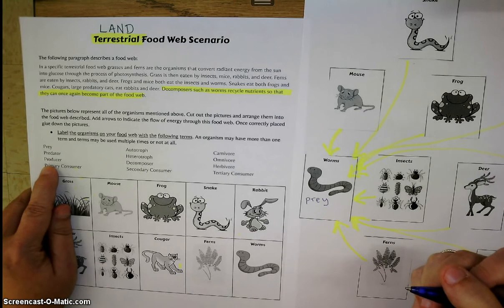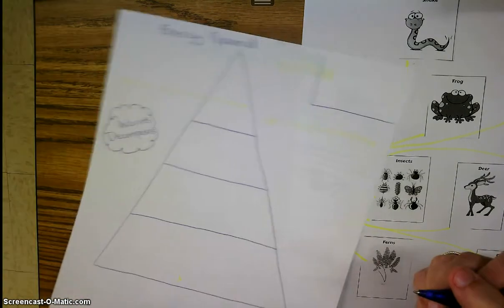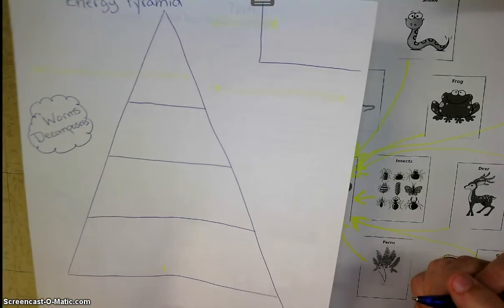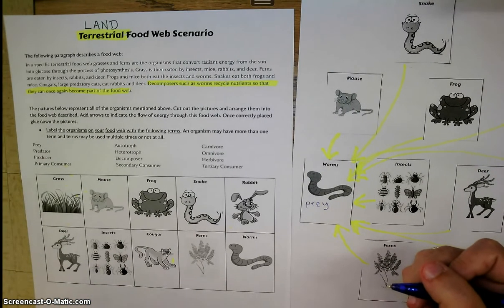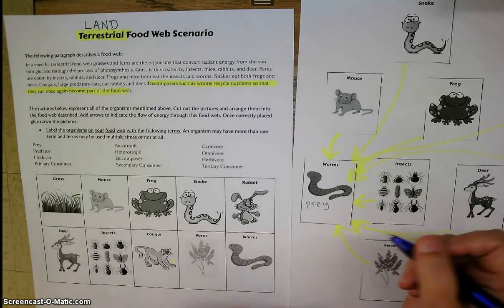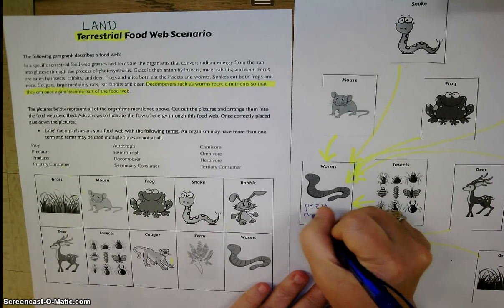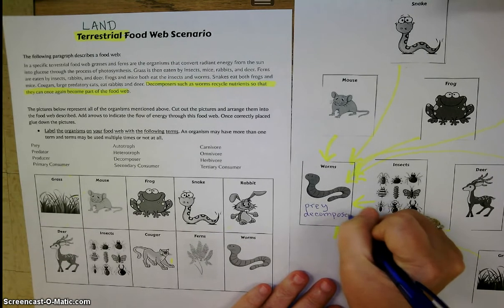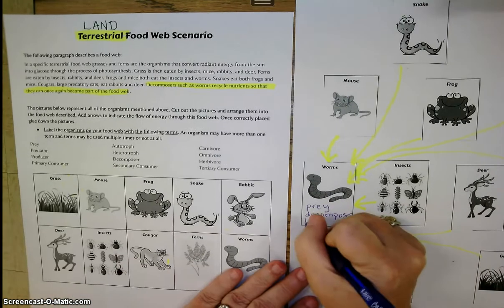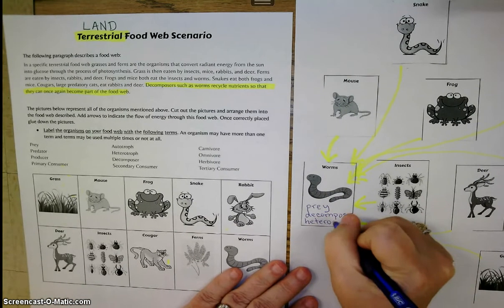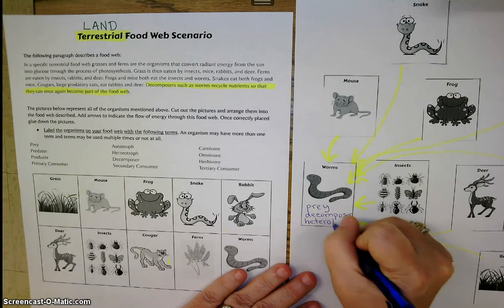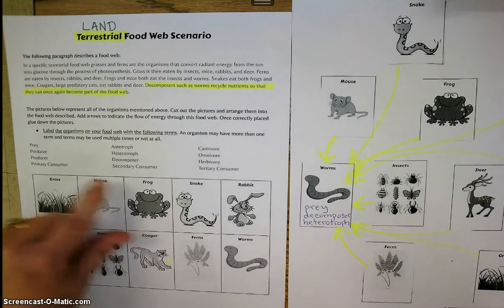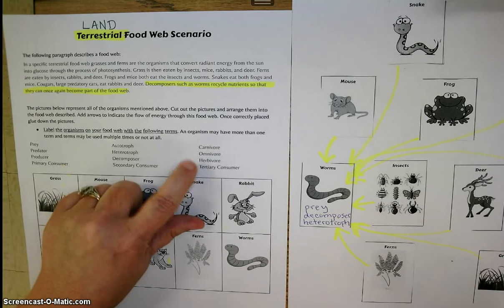Is it a producer? Does it photosynthesize? No, so it's not. Is it a primary consumer? Is it on the pyramid as the ones that only eat plants? No. So it's not a primary consumer, secondary consumer, or tertiary consumer because it is definitely a decomposer. It's not an autotroph, but it is a heterotroph because it doesn't do photosynthesis, so it consumes. Heterotroph. All right, not a secondary, not a carnivore, not an omnivore, not an herbivore, not a tertiary.